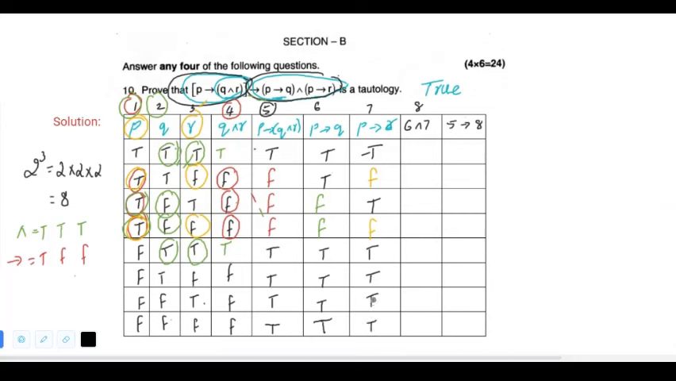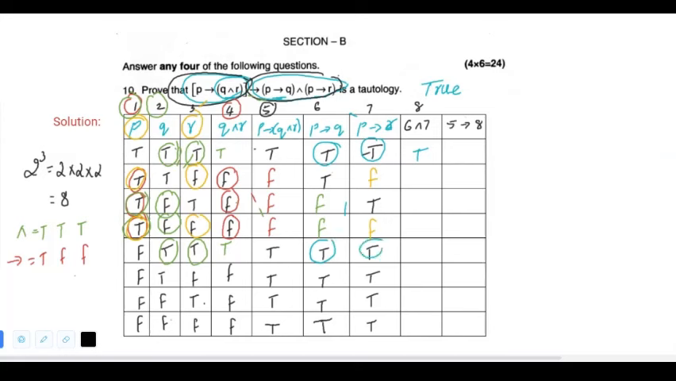Now, moving to the next one, we have the 6th and 7th columns with the AND condition, that is T and T is T, and the remaining are all false. So we have to check in these two columns, the 6th and 7th. We'll be checking for the AND condition, that is T and T, it is T, else it is false. So T and T, it is T.